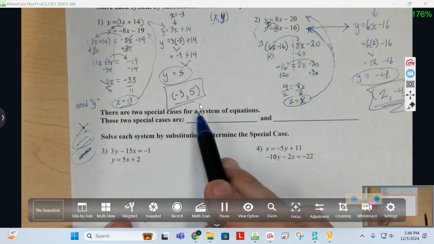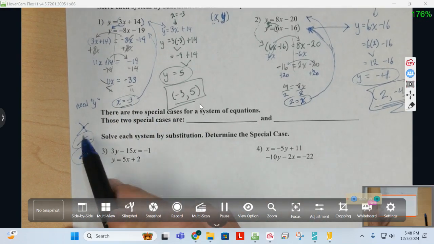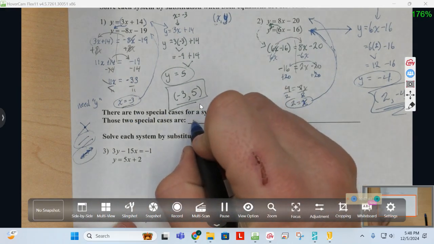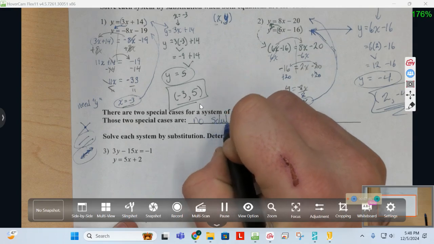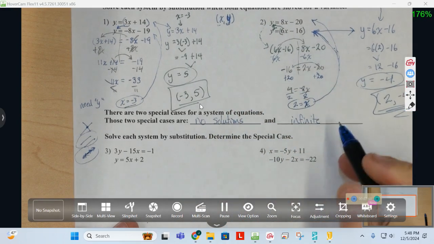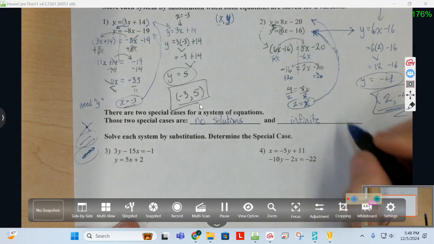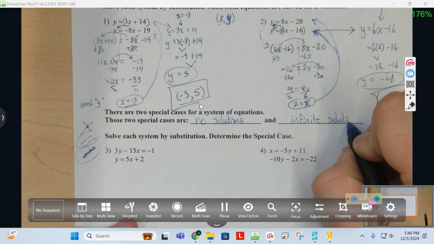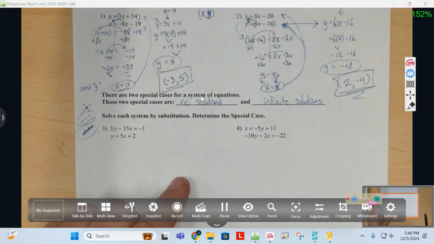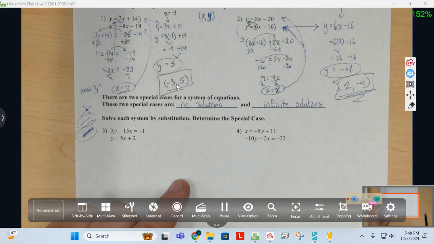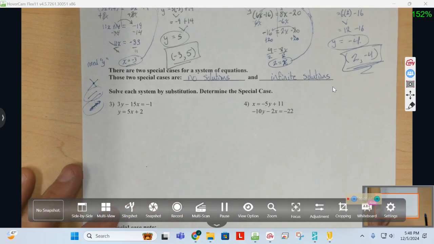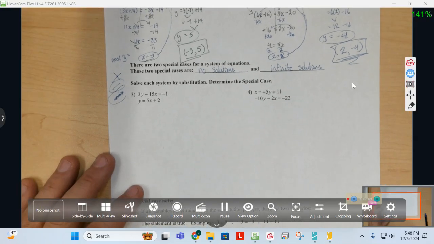So there are two special cases for a system of equations, like we're talking here: no solutions and infinite solutions. And those two cases are, and I'm just going to write that, no solutions and an infinite number of solutions. Now you can say infinitely many, but I'm going to shortcut infinite solutions. Those are the two special cases that you could get. Okay, and they look way different in the long run in the answer than these two look like in all the other solving systems by substitution problems that we have done up to this point.